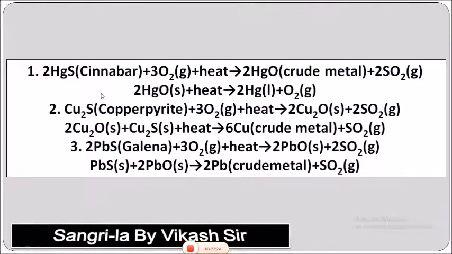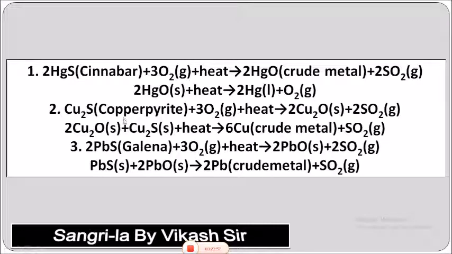You are also seeing the example HgS, that is cinnabar. This is an important ore of mercury. It reacts with oxygen to give crude metal oxide, that is HgO, and sulfur dioxide, and this HgO is heated and we get mercury. It means reduction is happening here and we get oxygen.